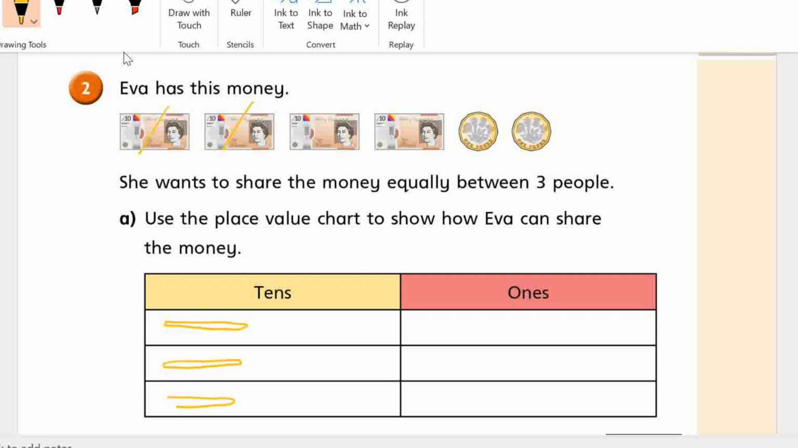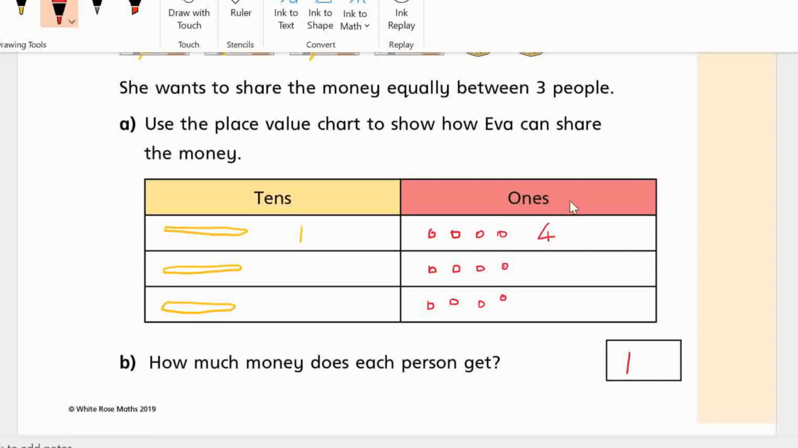And once again, we have the problem that there's another 10 left over. So we need to change that into 1s. Okay? So 10 plus 2 gives us how many 1s? 12 1s, okay? Right, let's do the 1s then. So I need to make sure that they all have an equal number. 1, 2, 3, 4, 5, 6, 7, 8, 9, 10, 11, 12. There we go. So I've used all the 12 1s. So each person has how much? 14 again, yeah? Only this time we're talking about pounds because there's 1 10 here and there's 4 1s here. Okay? So each person gets 14 pounds.